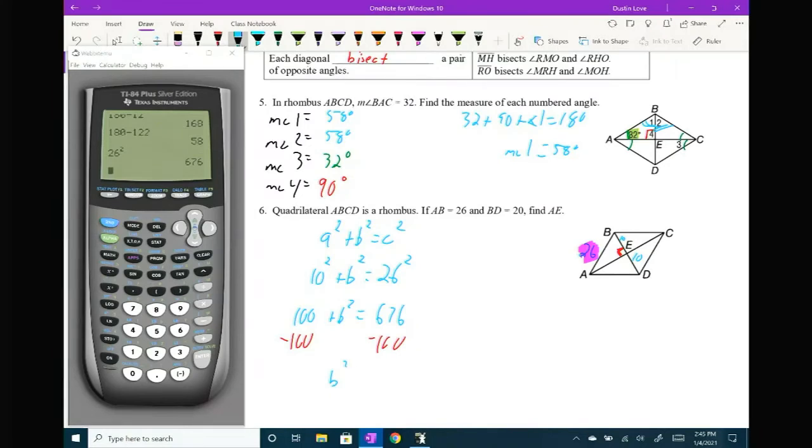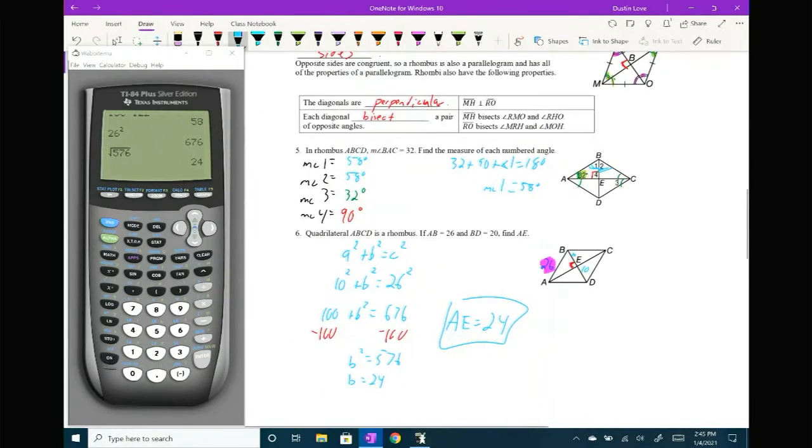Leaves me B squared is equal to 576. And then I'm going to do the square root of 576, which is 24. So AE is 24. Okay, that's it for my rhombuses and rectangles.